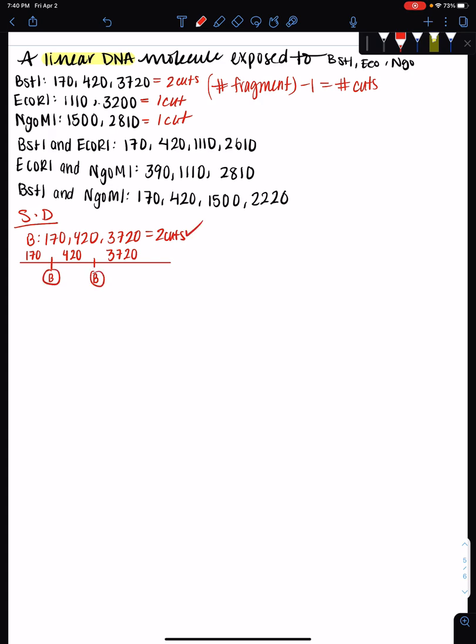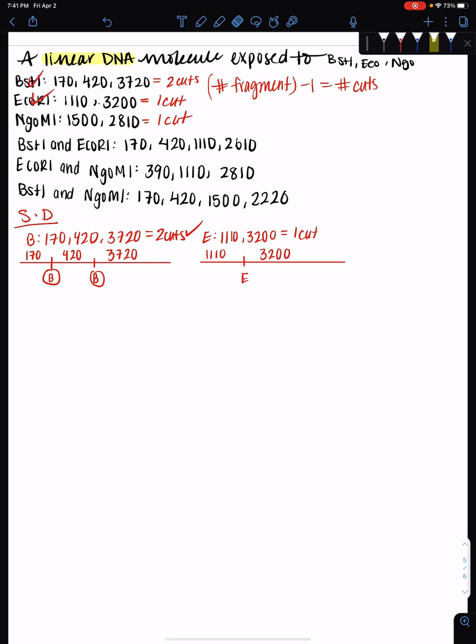Now let's do E. We got 1110 and 3200. Let's draw a line. Since there's 2 fragments, there's only 1 cut, so we're only going to have to cut it once. So here, we'll cut it right here with E. This smaller area is going to be 1110, and this larger one's going to be 3200.